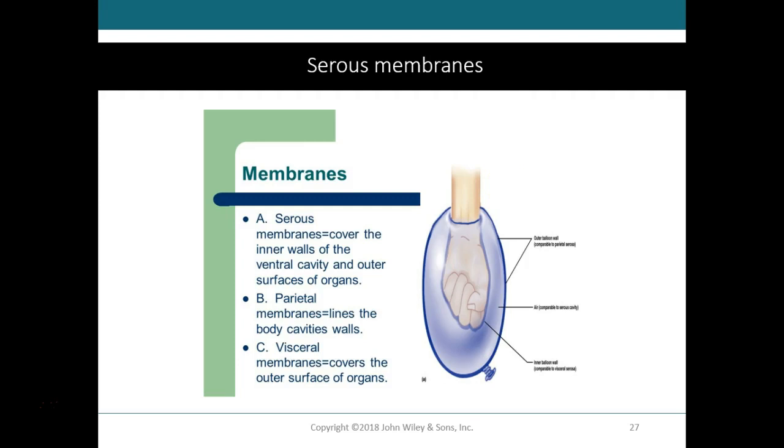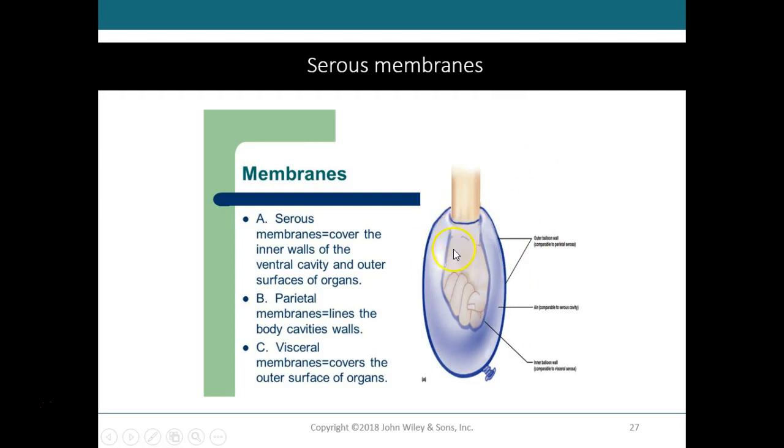They cover the inner walls of cavities and also the outer surface of the organs. So when we look at this, you can see that there's really two different layers. There's a parietal and a visceral layer of that membrane. So parietal serous membranes are always going to line body cavities. Visceral, viscera refers to organ, so visceral serous membranes line the surface of the organ. The space between those two is the cavity. So you can think of cavity as just a space.